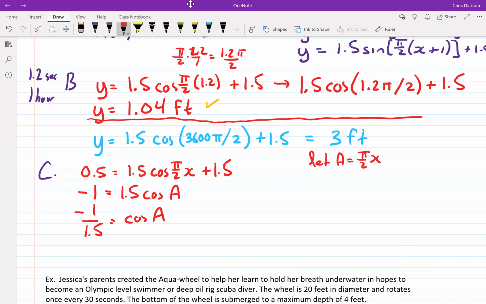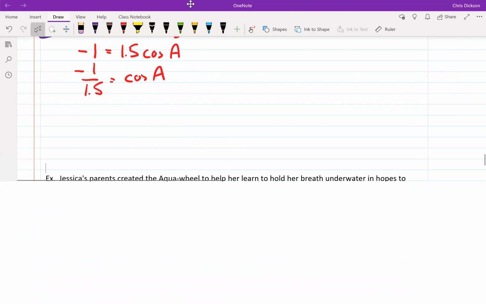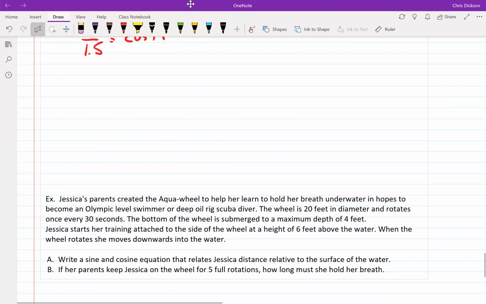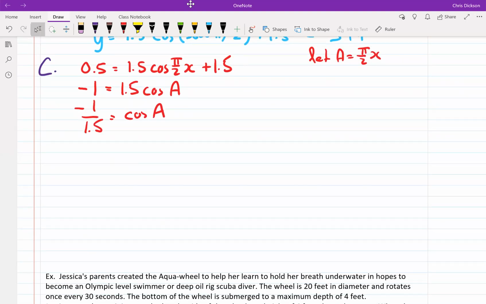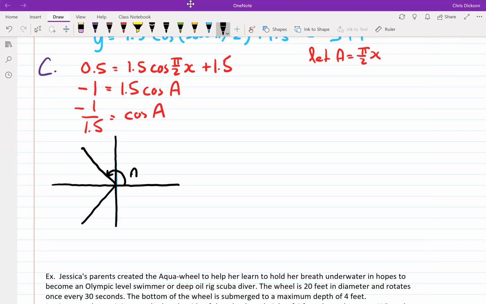I'm going to make a bit more space here, get a bit of room to work. Okay, so I need to find out where this angle could be. We know that cosine is negative in quadrants 2 and 3. Now I'm going to calculate both of these angles, angle A1 and angle A2.